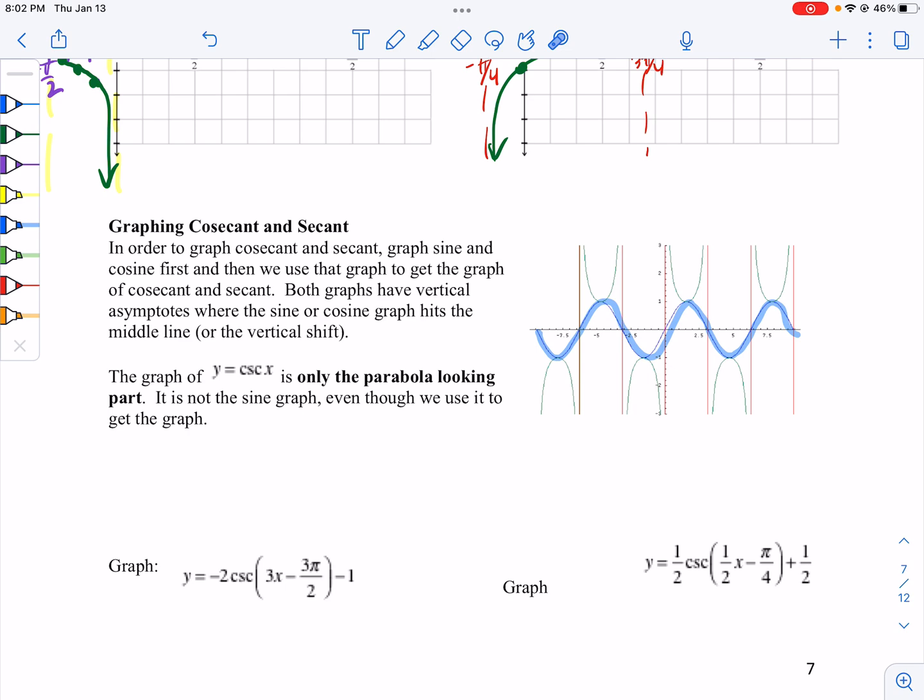So what you do is you draw your sine graph right here. And then where your sine graph hits the midline, you're going to make asymptotes. So here would be an asymptote, here would be an asymptote, here would be an asymptote. And then you're going to use those asymptotes to help you create these parabola-like shapes. From the max of the sine graph, you're going to create this parabola-like shape. And then from the min of the sine graph, you're going to create this upside down parabola-like shape. And that's how you get your cosecant graph. So we use the same way of graphing sine to get there.